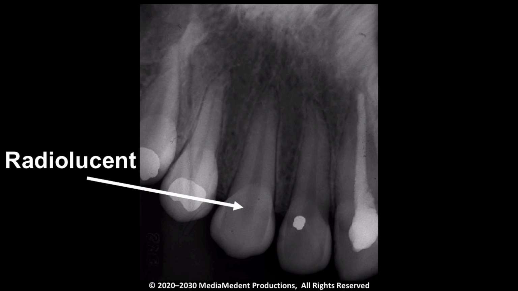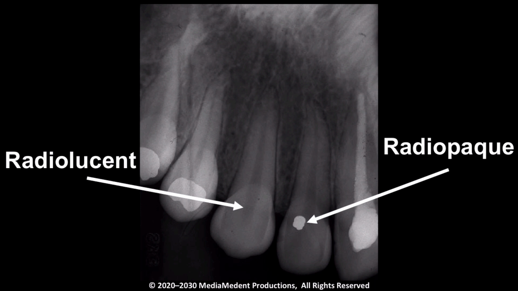Radiolucent is a term given to the relatively dark areas in a radiographic image. Radiolucent areas in radiographic images represent areas in the object of relatively lesser thickness or physical density. These areas allow relatively more X-rays to pass and strike the image receptor. The arrow is pointing to the radiolucent image of the tooth's pulp.